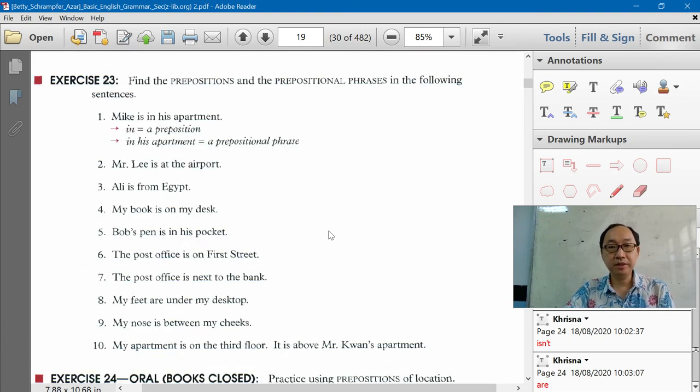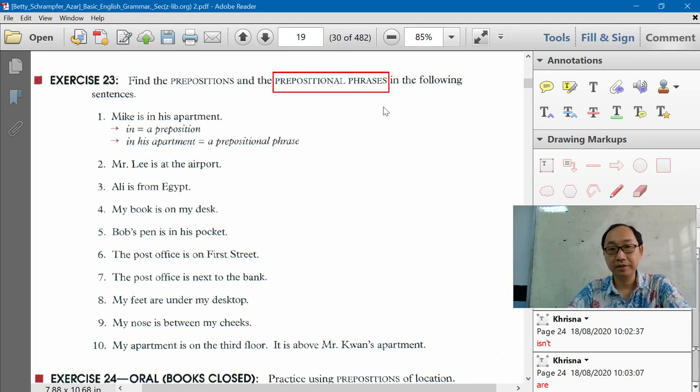Find the preposition and prepositional phrase in the following. Mike is in his apartment. In is a preposition, and in his apartment is the prepositional phrase. So, we are studying prepositional phrases. Yeah, we are studying this.